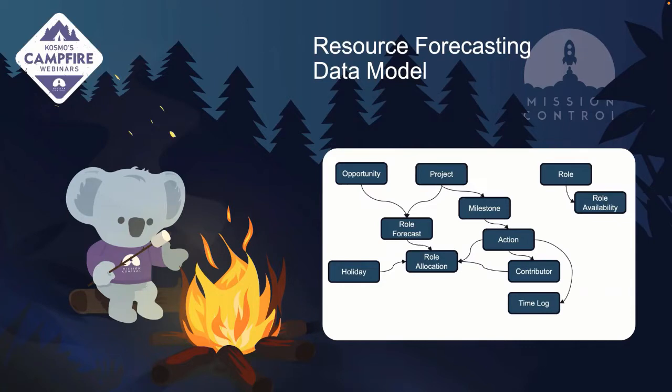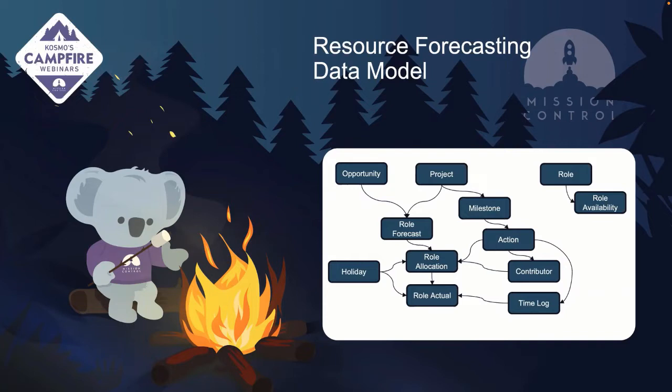Then, obviously, as we are going through and logging our time against our actions on our projects, we want to make sure we're tracking that as well. So we've also got the role actual object. The role actual, again, centralizes the data from time logs and from holidays into one reportable object.